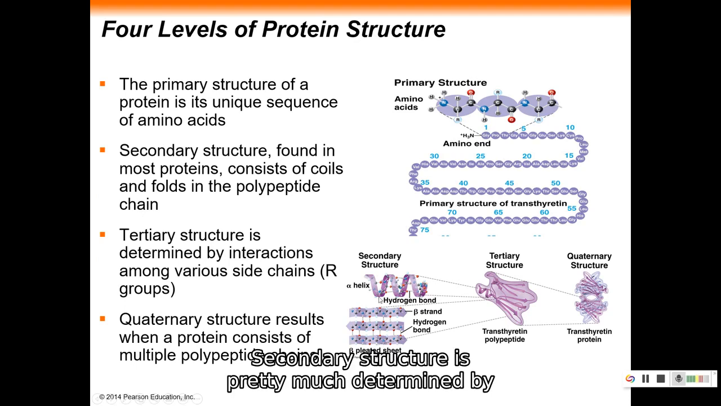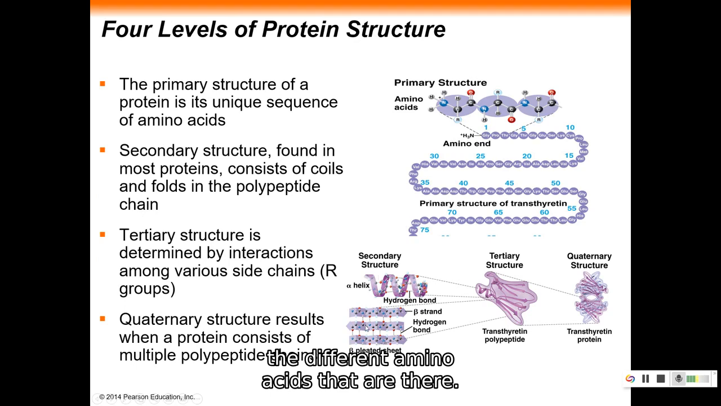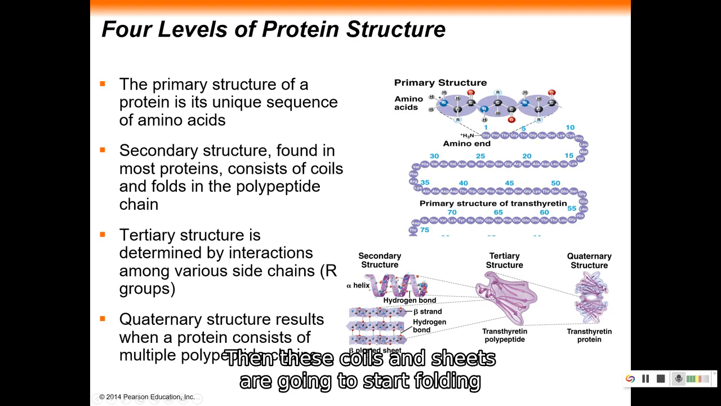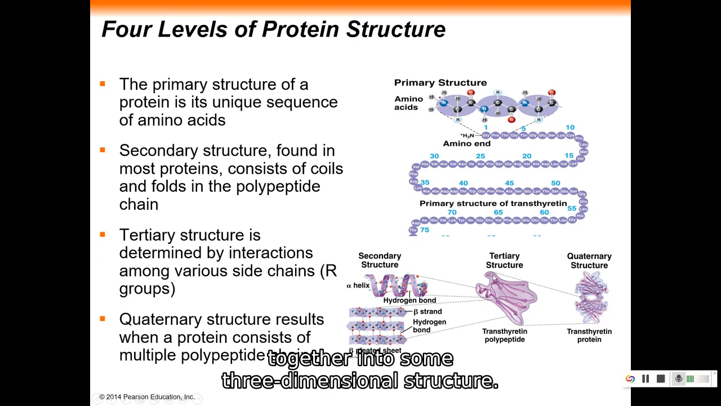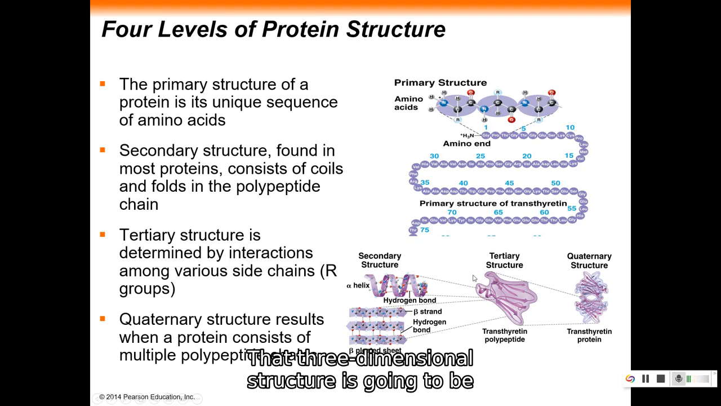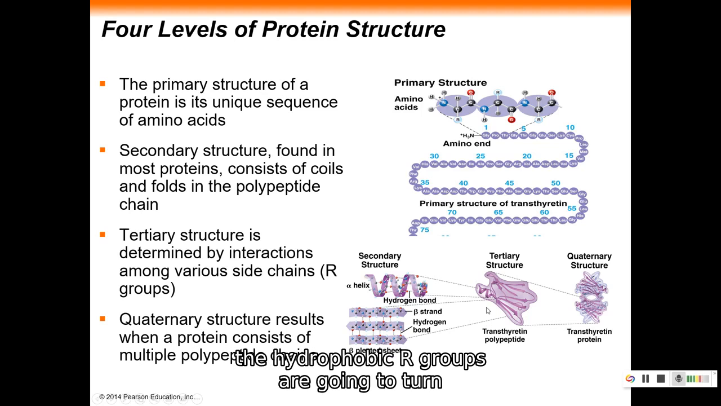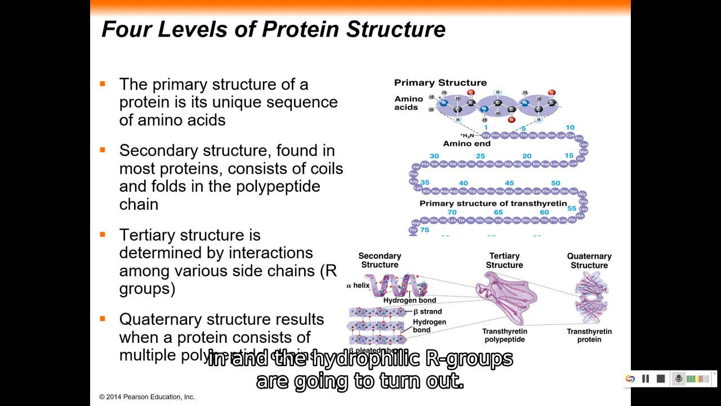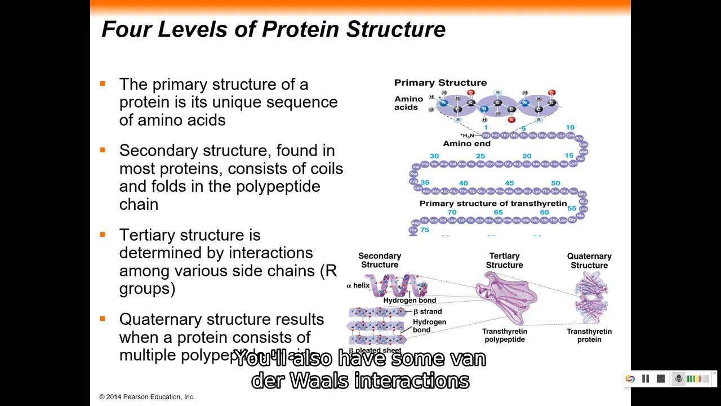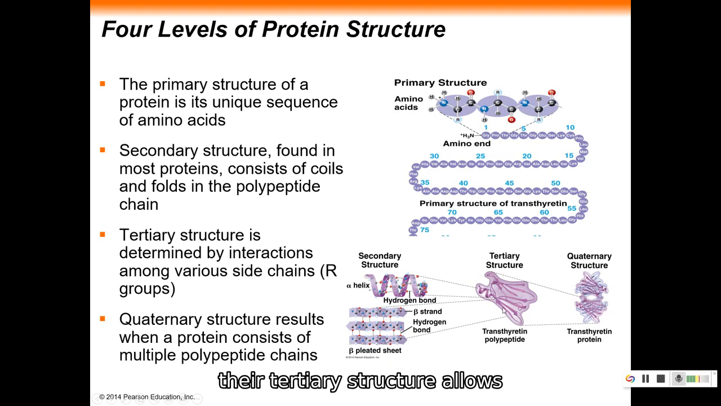Secondary structure is pretty much determined by hydrogen bonding between the different amino acids that are there. Then these coils and sheets are going to start folding together into some three-dimensional structure. That three-dimensional structure is going to be mainly because of the different R groups it has. The hydrophobic R groups are going to turn in, and the hydrophilic R groups are going to turn out. You'll also have some van der Waals interactions between those nonpolar side chains. You might start getting some ionic interactions and some disulfide bonds happening. And for some proteins, that is as far as their folding gets. Their tertiary structure allows them to be biologically active.